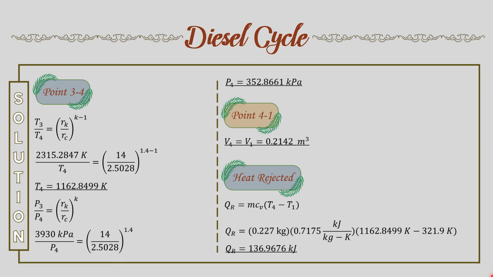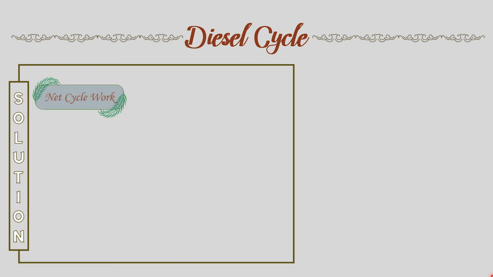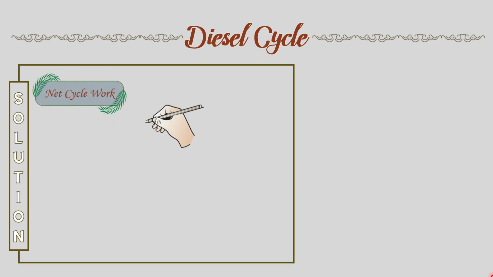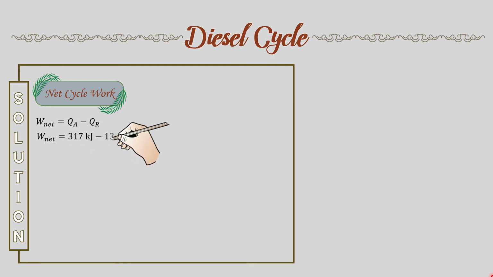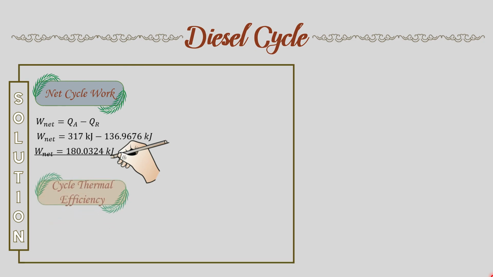Since we got all the PVT cycle points, we can solve now for net cycle work, or simply work net. Work net is equal to QA minus QR. Work net is equal to 317 kilojoule minus 136.9676 kilojoule. And the answer would be 180.0324 kilojoule.